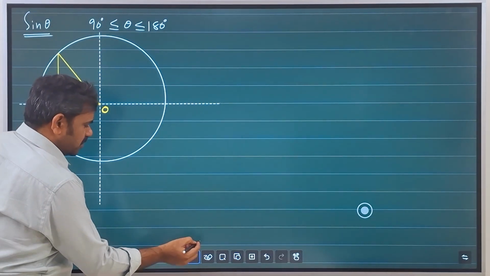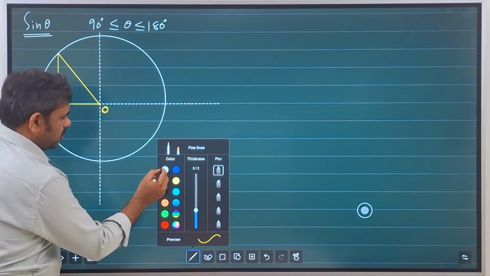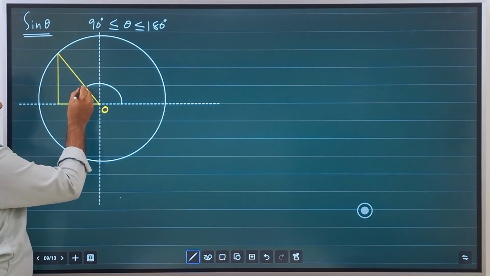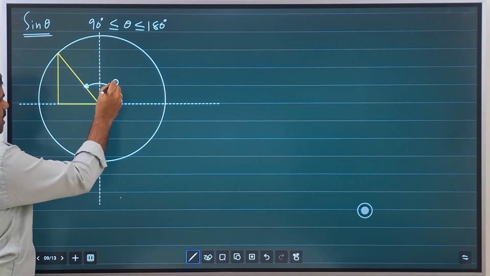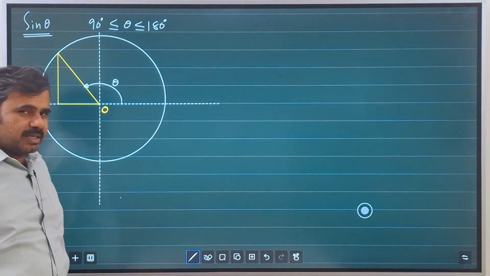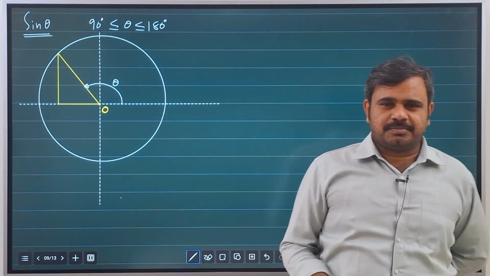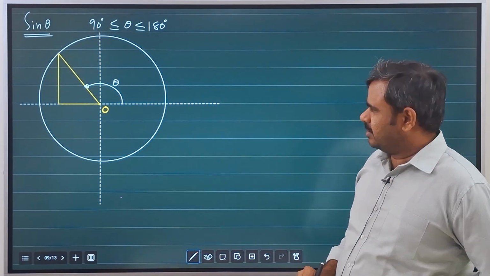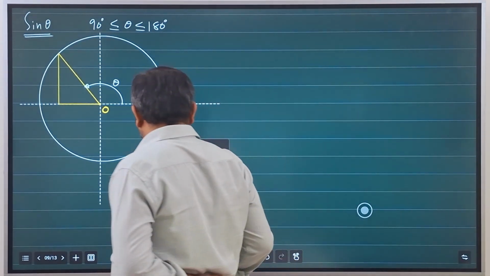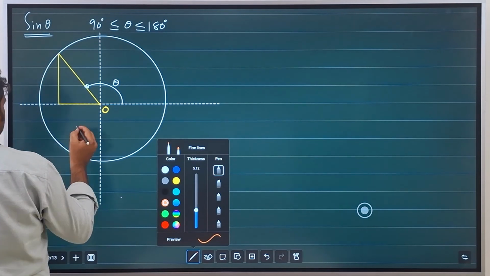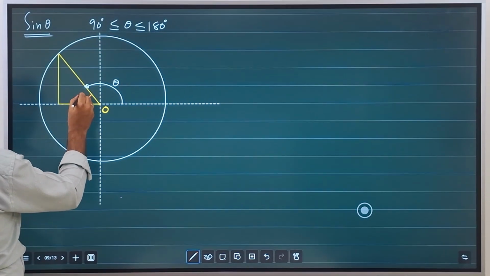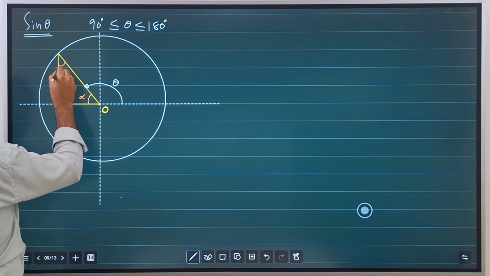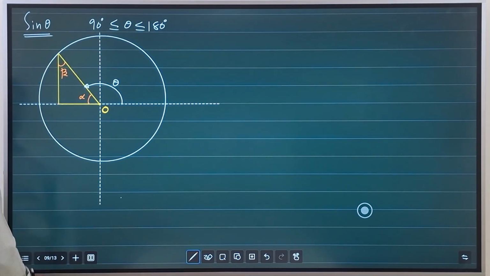The hypotenuse of the right angled triangle is making an angle theta with the positive x-axis. This angle theta is greater than 90 degrees. Look at this angle, this angle theta is greater than 90 degrees. Let me say this angle is alpha. The other angle in the right angled triangle is beta.